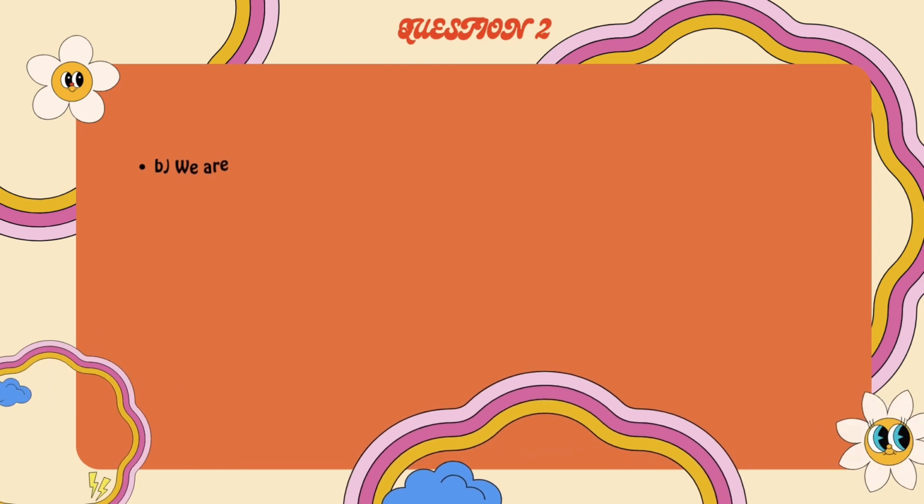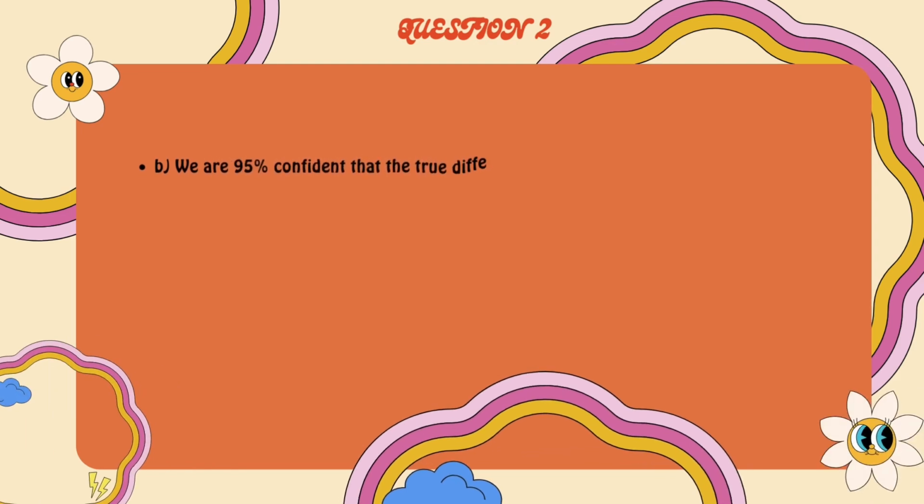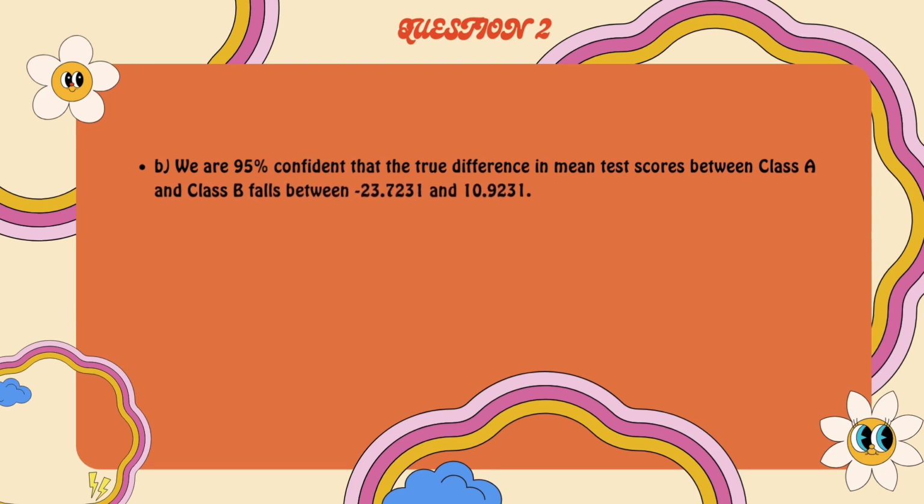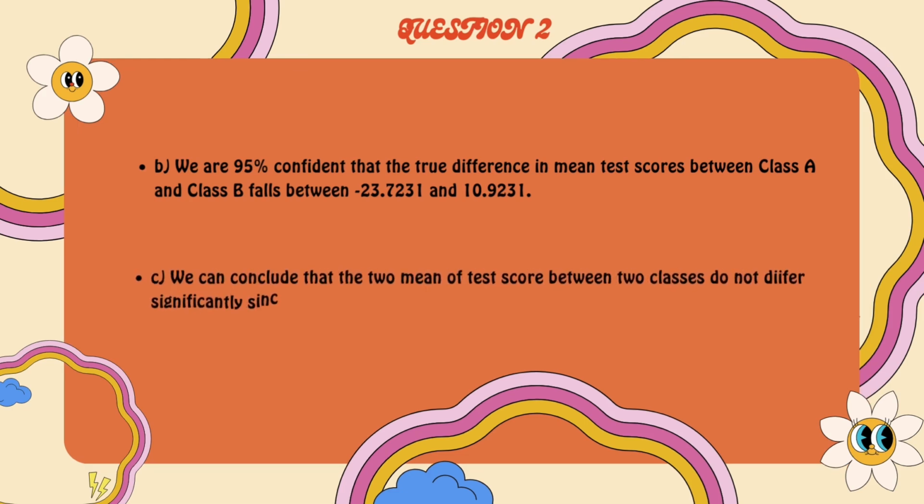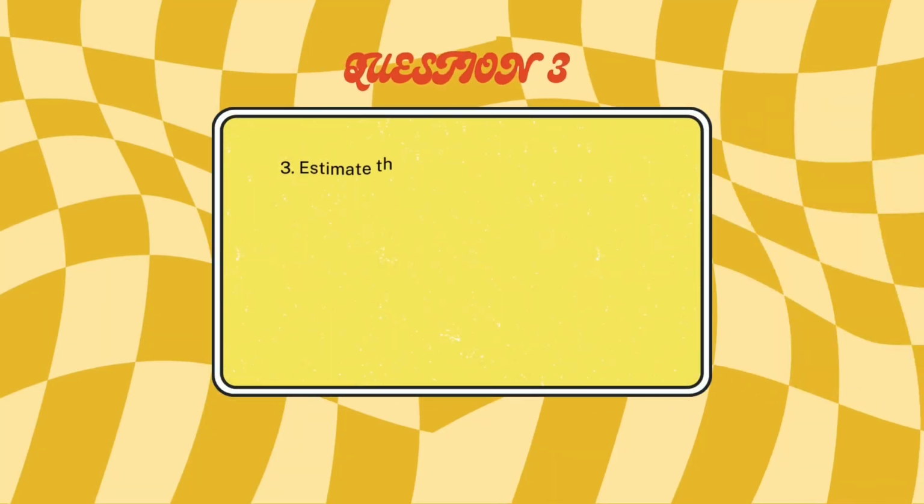To answer question B, we are 95% confident that the true difference in mean test scores between class A and class B falls between -23.7231 and 10.9231. We can conclude that the two mean test scores between the two classes do not differ significantly since the range includes 0.